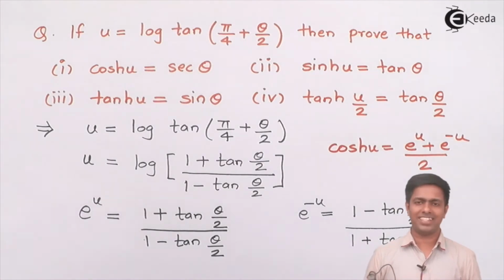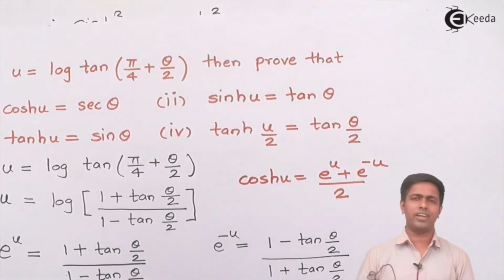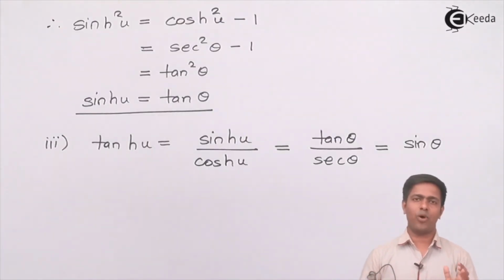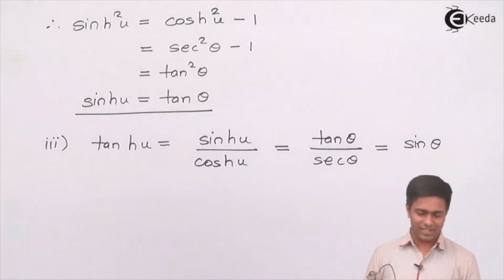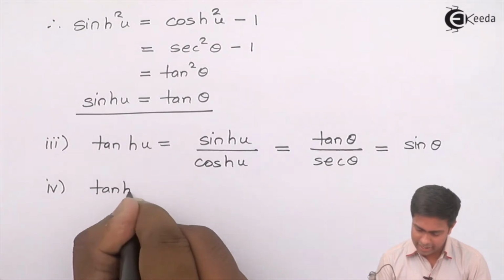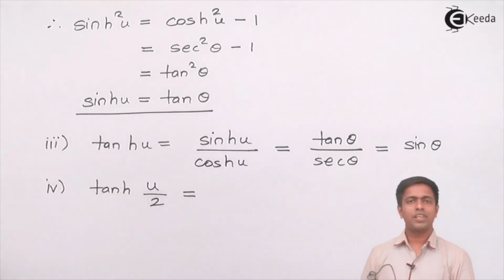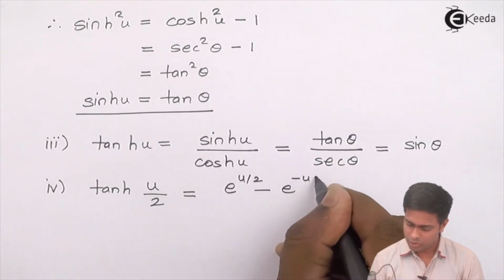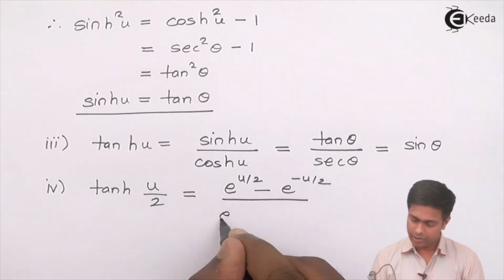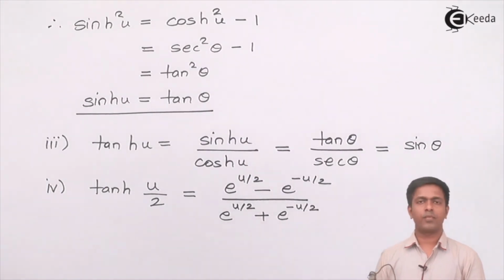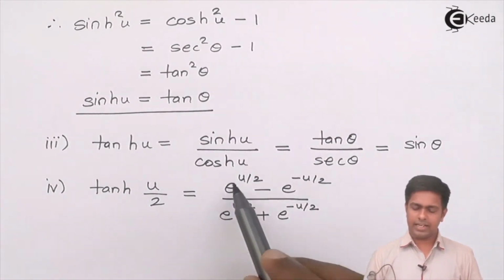And we know all engineers are very lazy. They don't like to derive different relationships for one problem. They try to find maximum solutions from only one result or one data. So obviously, being an engineer, I'll be following the same method. So hyperbolic tan u by 2 equals, the formula is e to the power u by 2 minus e to the power minus u by 2 whole upon e to the power u by 2 plus e to the power negative u by 2. Now this is the identity.